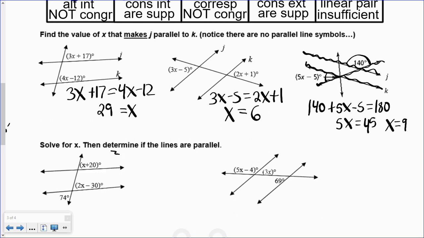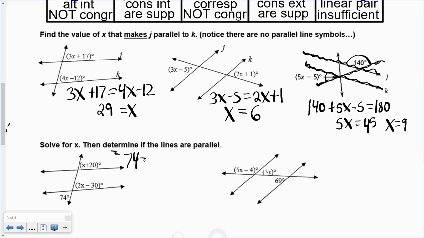So can I say that x plus 20 is equal to 2x minus 30? No, you cannot. So what's the only way that I could solve for x in this picture? You have to fall back on the old relationships that we learned in chapter 1, where you know that vertical angles are congruent. So I can still write an equation, I just can't use any of the stuff from this unit, because they're not parallel.